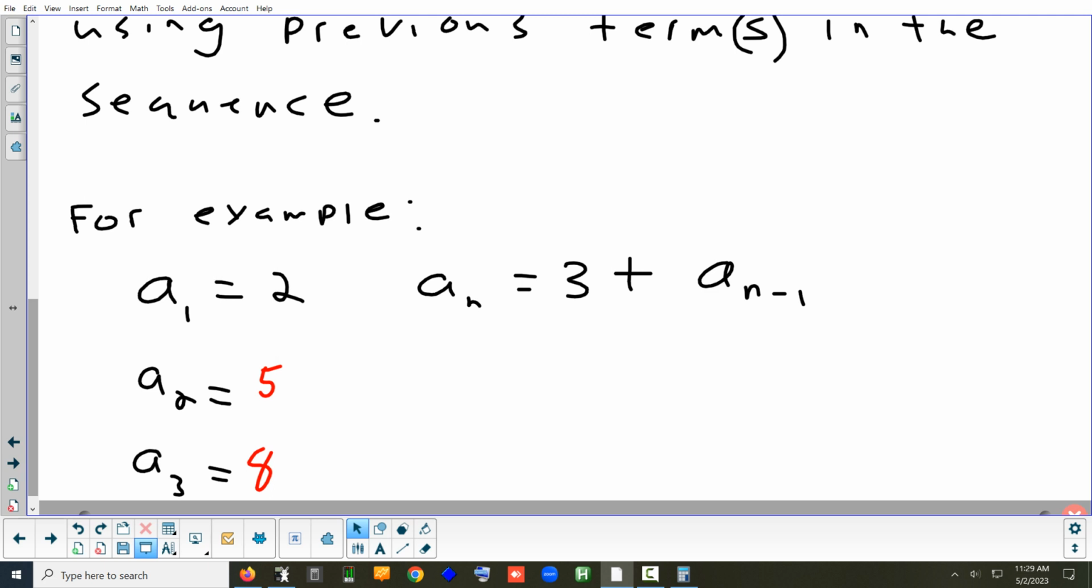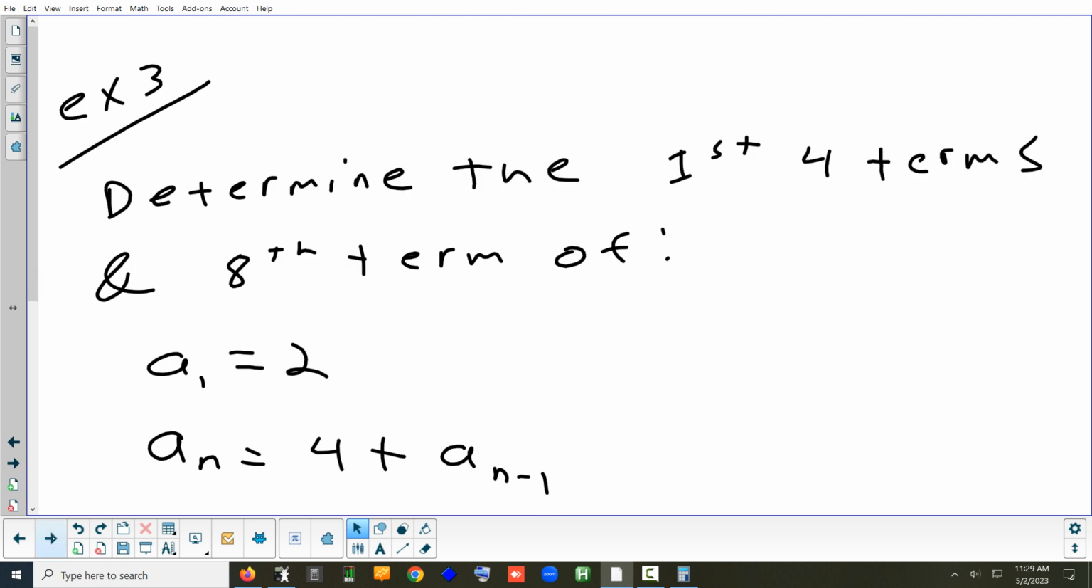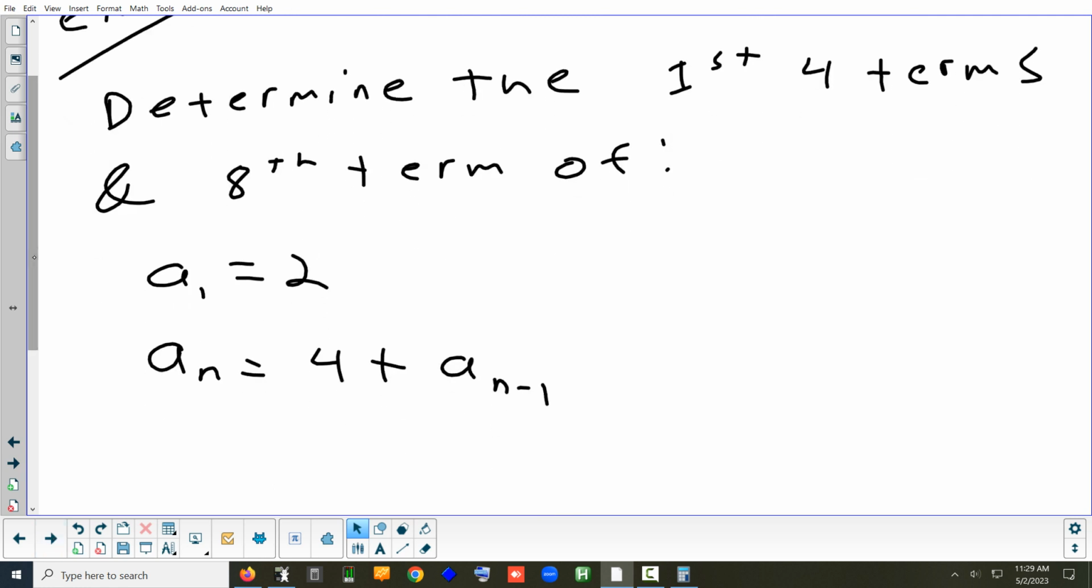Now, if they didn't start you off with any number, then you can't use this because you don't know what to start with. Any question on that? Okay. So it says determine the first 4 terms and the 8th term of this.